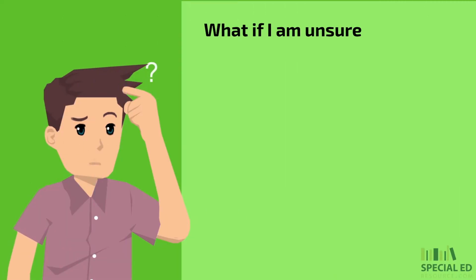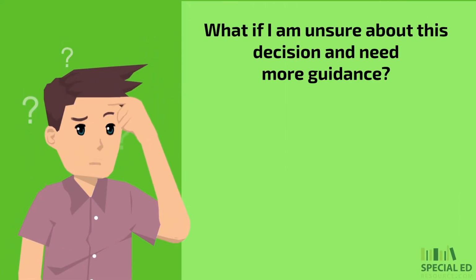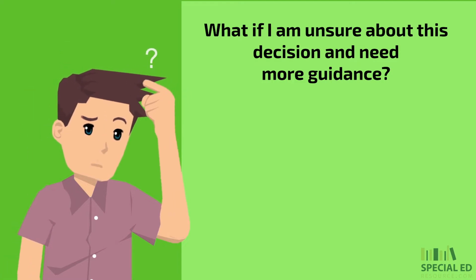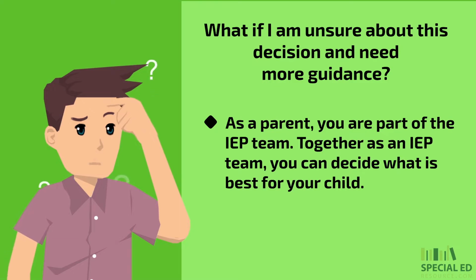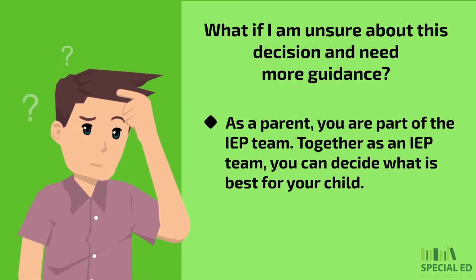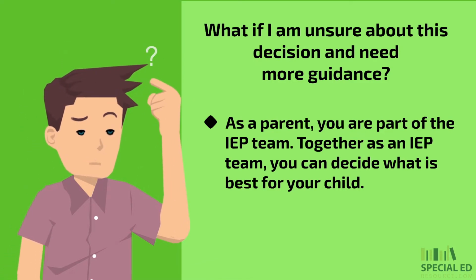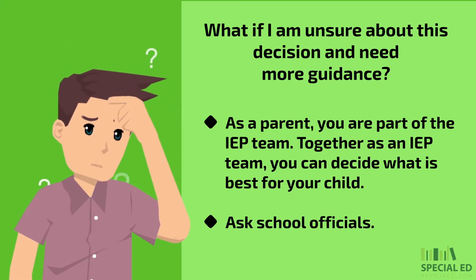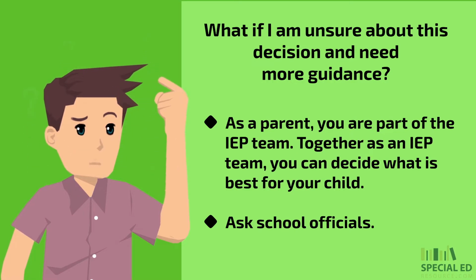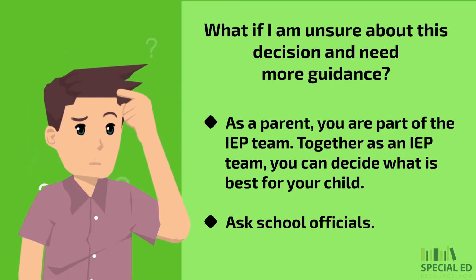To aid in that decision, let's go through some common questions and answers dealing with a self-contained classroom and inclusion classroom. First, what if I am unsure about this decision and need more guidance? As a parent, you are part of the IEP team. Together, as an IEP team, you can decide what is best for your child. Also, ask school officials. Many school officials are able to give advice and suggestions based on what they think would be best for your child.